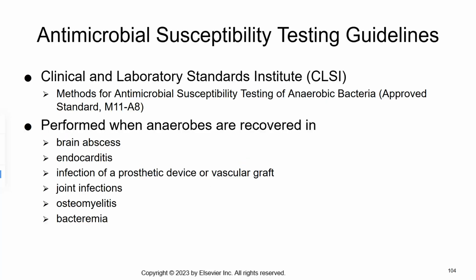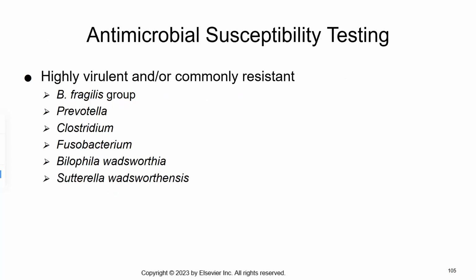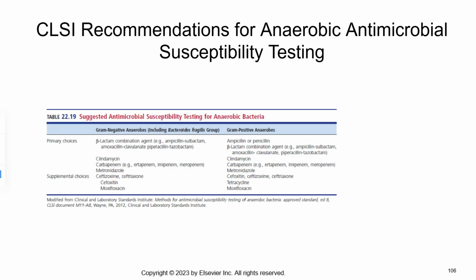Antimicrobial susceptibility testing. It's performed when anaerobes are recovered in brain abscesses, endocarditis, infection of a prosthetic device or vascular graft, joint infections, osteomyelitis, or bacteremia. Highly virulent and or commonly resistant organisms are listed here. Primary choices and supplementary choices of antibiotics are listed.